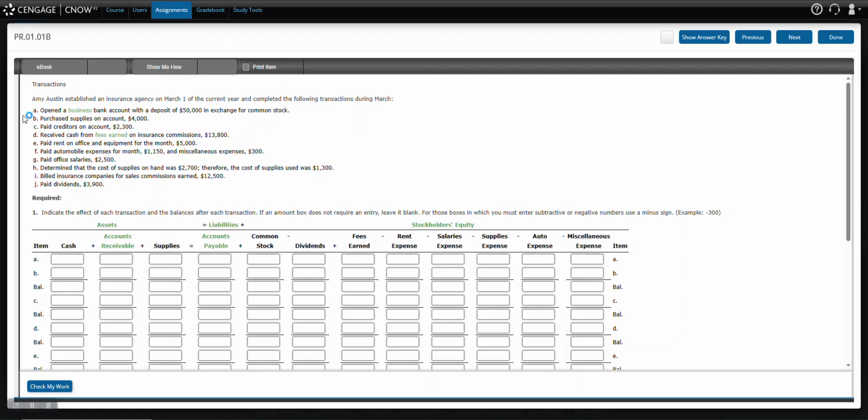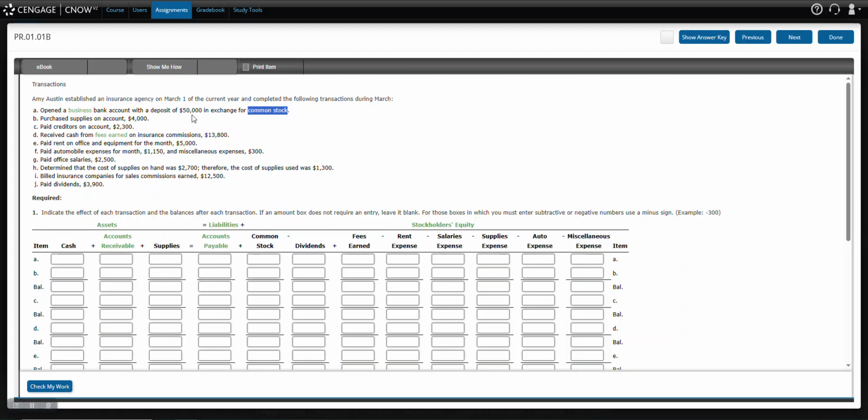All right, so they tell us that Amy Austin is one of our key owners, and she established an insurance agency on March 1st and completed the following transactions. So she opened a business bank account with a deposit of $50,000 in exchange for common stock. So we see that common stock is one of the account names that we have here. So we know common stock is going to have to be impacted.